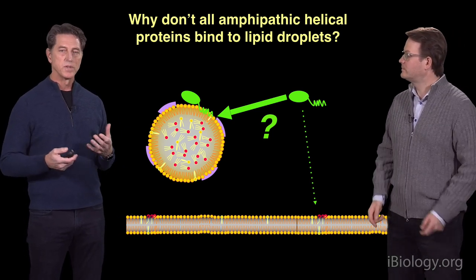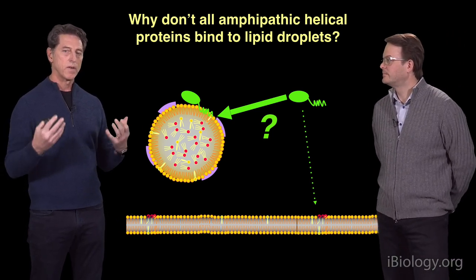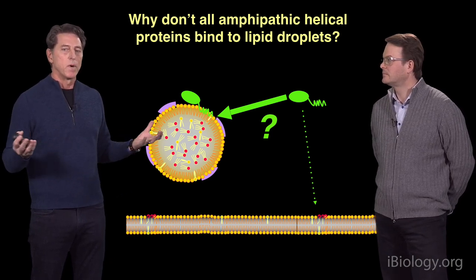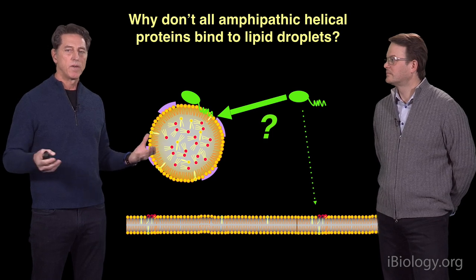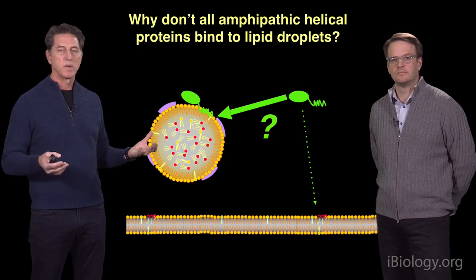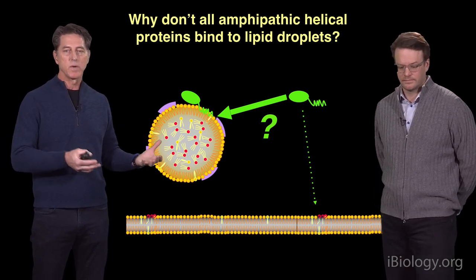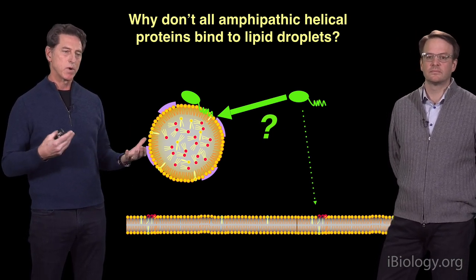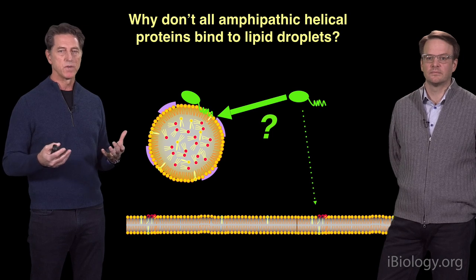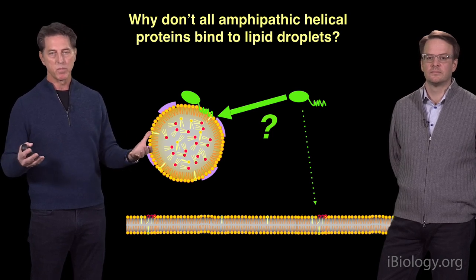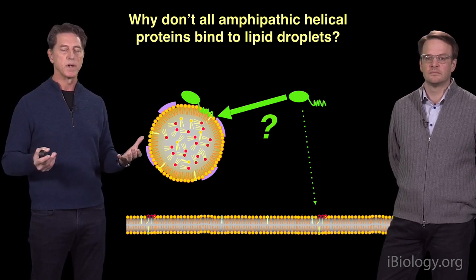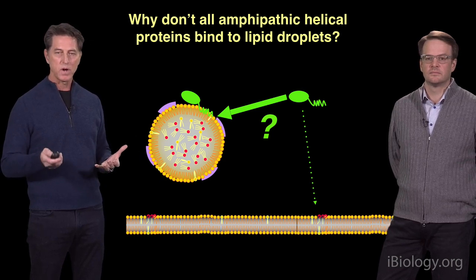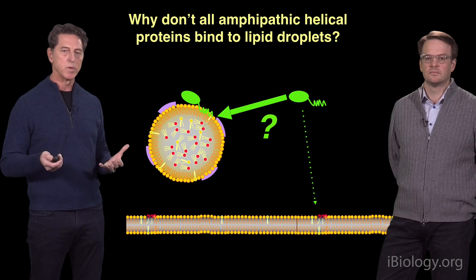So one of the questions that arises when we look at how amphipathic helical proteins bind to the surface of lipid droplets is, why do they go to lipid droplets? Why don't they all go there? And why do some go to other bilayer membranes? And obviously, there are probably multiple factors that control this, for example, if there are other regions of the protein that might direct it elsewhere in the cell. But there's a unique feature of lipid droplets that's worth talking about as a principle here.